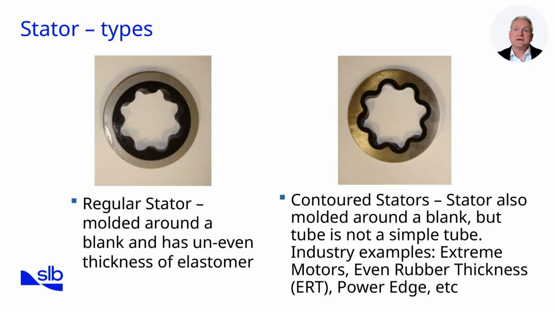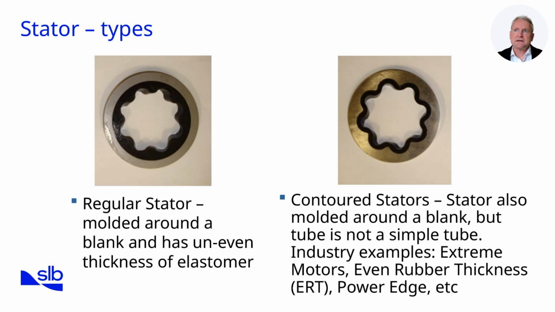There are two major stator designs. Regular stators are molded around a cylindrical blank, resulting in uneven elastomer thickness. These variations can create weak spots, reducing life in high temperature or abrasive conditions. To address this, the industry developed contoured stators, which maintain even elastomer thickness. Examples include extreme motors, even rubber thickness (ERT), and power edge technologies. These designs enhance durability, reduce heat buildup, and improve torque consistency.